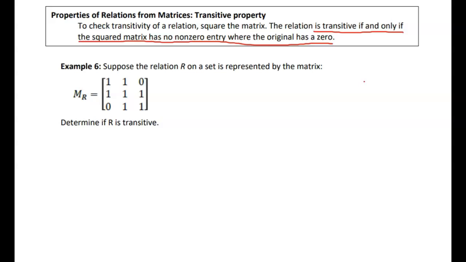Okay, so let's look at example 6. Check to see if this is transitive. So we're going to square. M_R squared is going to be 1, 1, 0, 1, 1, 1, 0, 1, 1, and then times itself.